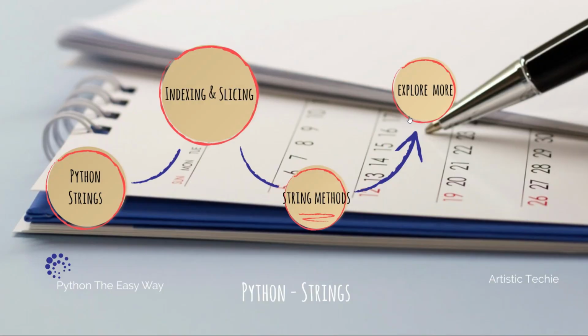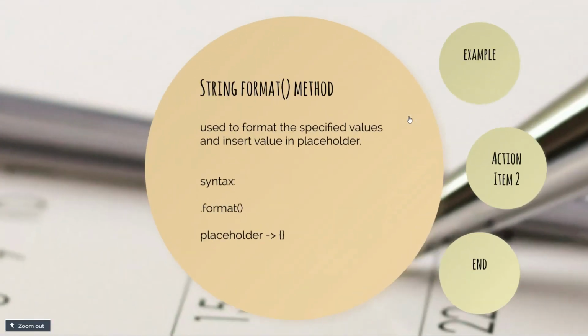Now let's explore a little bit more on Python strings. We have one very powerful method, the format method, which is used to format the specified values, and you just have to insert the value in the placeholder. So let's start with some examples. It will be easier to relate to them.